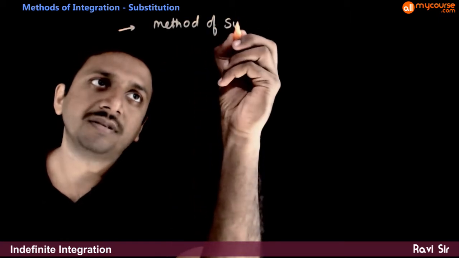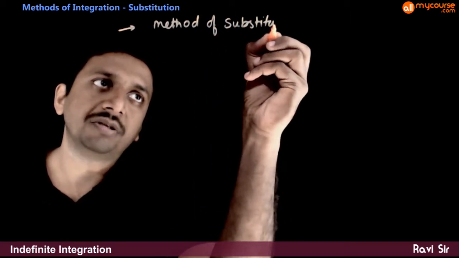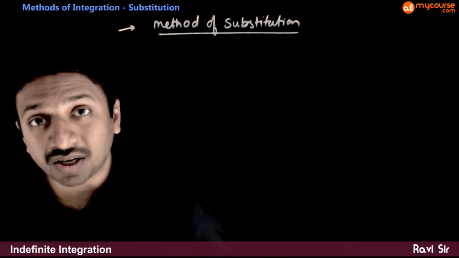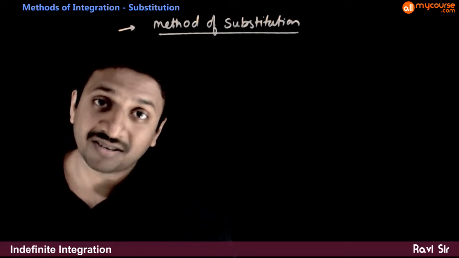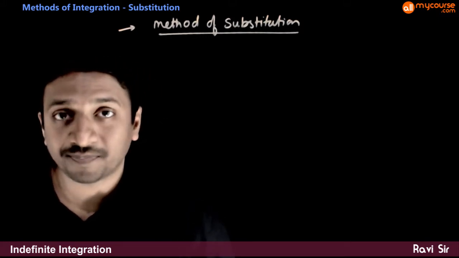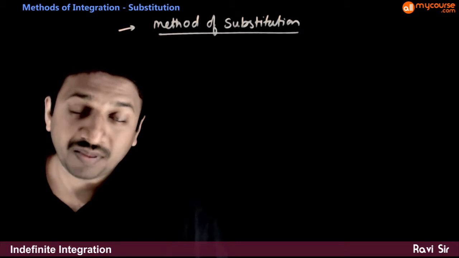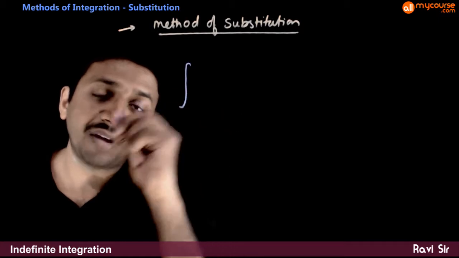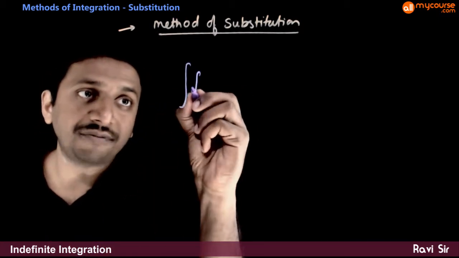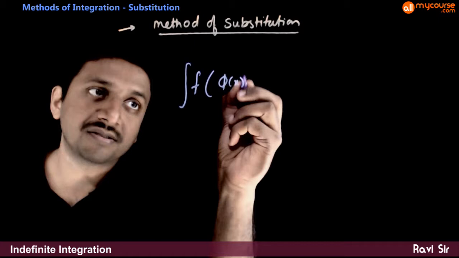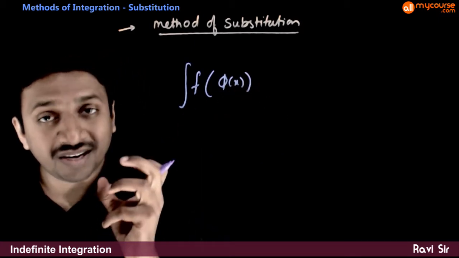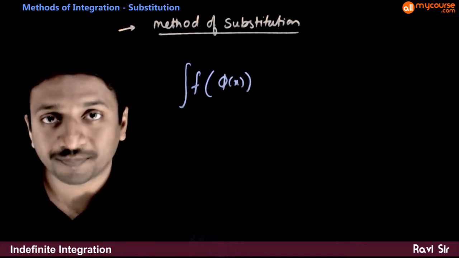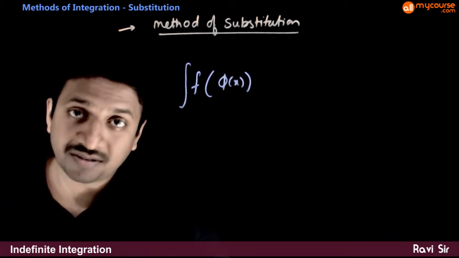Method of substitution. So using this method, we try to convert complicated integrals into simple integrals. For example, the most often used form in this method of substitution is if you have a composite function, that is f of phi of x. So instead of a very simple function, you have some function which is made up of some other sort of functions, that is f of phi of x.